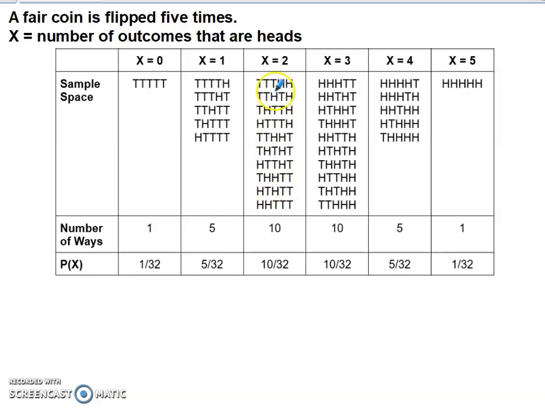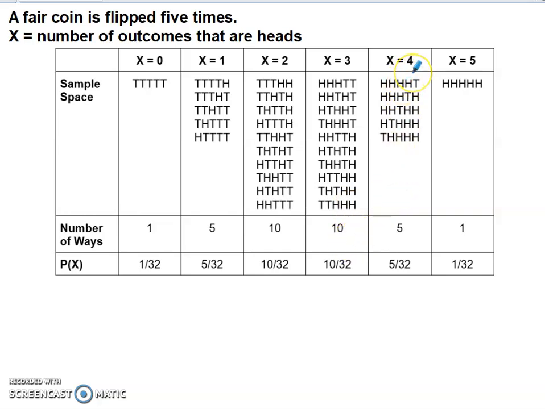If you count up how many are here, you're going to get 10 total. Now, the nice thing about this is if you really take your time to identify what the outcomes are here, when you switch it to 3 heads, all I did is I basically just switched all of these tails to heads, and all of the heads in the x equals 2 column to tails. So I have 10 outcomes there as well.